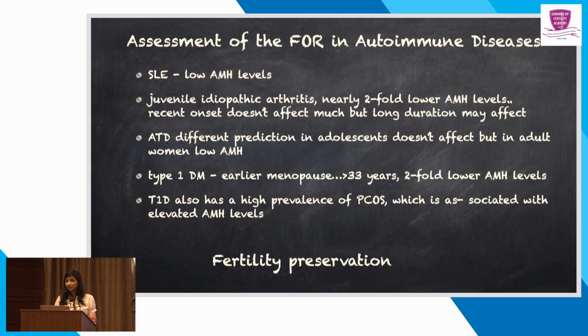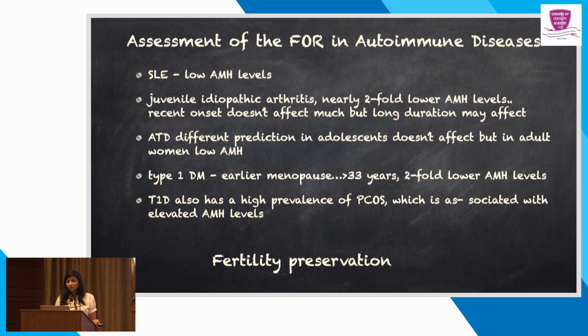Then another reason for low AMH could be in patients with SLE. These are patients with autoimmune disorders like rheumatoid arthritis or juvenile idiopathic arthritis. We may see twofold lower AMH in these patients. That won't be immediately at the onset, but later on, over a period of time, with therapy. Then autoimmune thyroid disorders, where adolescents are not affected, but they will have lower AMH in these ladies. Type 1 diabetes mellitus, again an autoimmune disorder, will have earlier menopause, and that again hints towards twofold lower AMH in this particular patient.